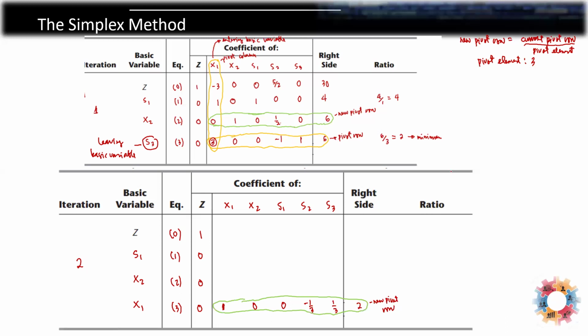And then to determine the entries for the other rows, again we use the formula: the entry of the new rows will be the current value minus its pivot column coefficient times the new pivot row coefficient.